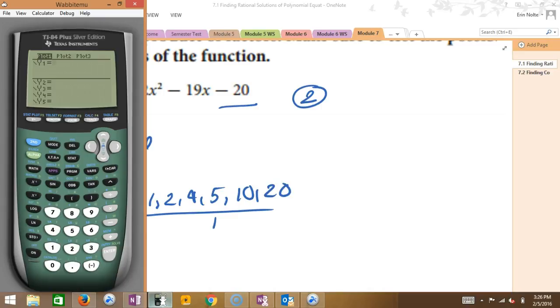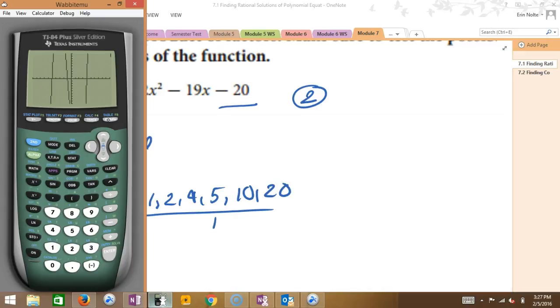Can somebody read me what the polynomial is? X cubed plus 2x squared minus 19x minus 20. Plus 2x squared. Yes. Minus 19x. Okay.